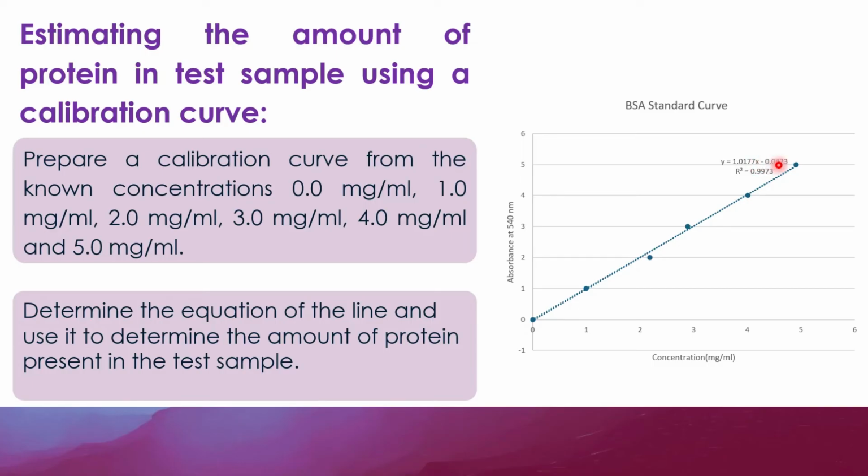If we make s the subject, our s will be equal to y, which is the absorbance obtained, which is 2.5, plus the intercept, which is 0.0423, all divided by 1.0177. The value that we will obtain happens to be the protein concentration of our test sample. So this is how to use a calibration curve to extrapolate and determine the concentration of a test sample.